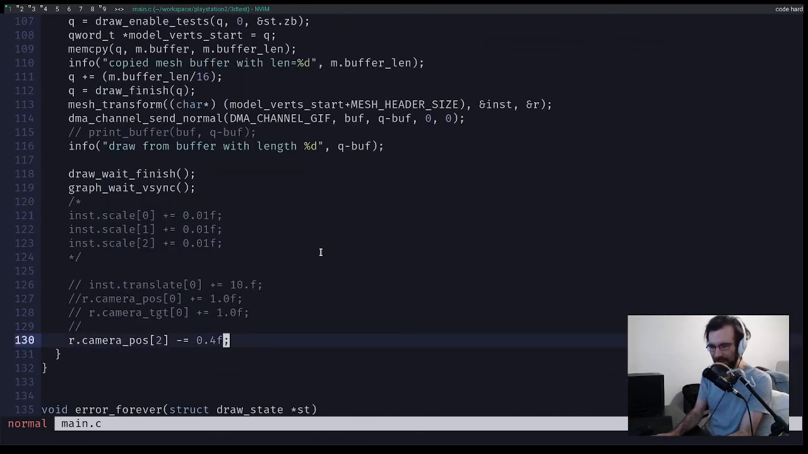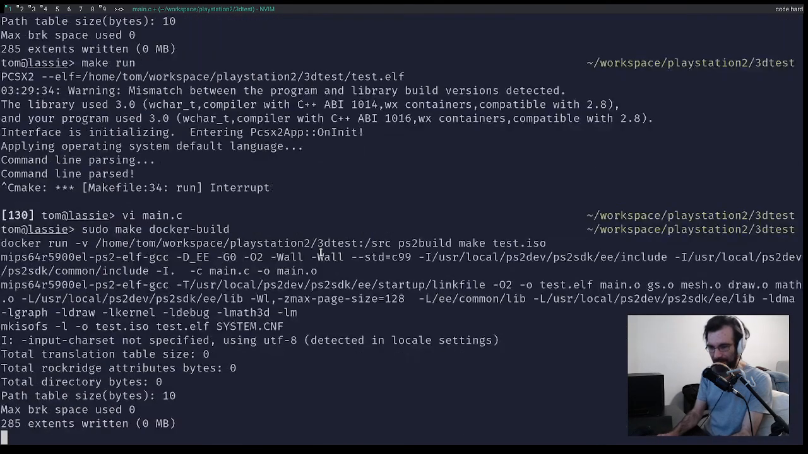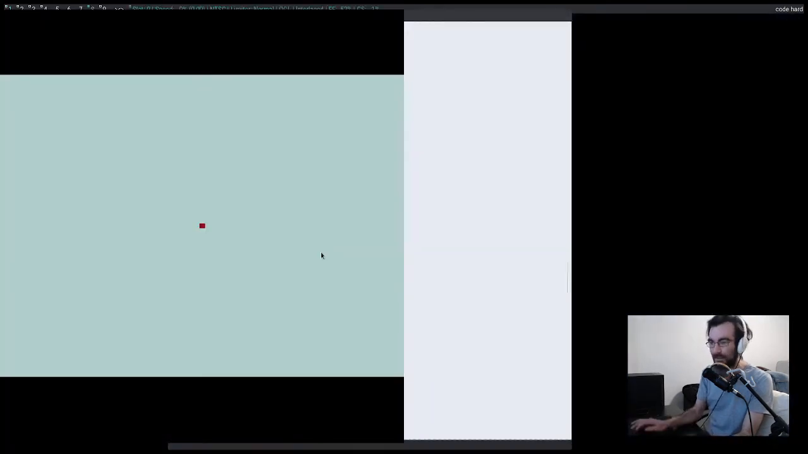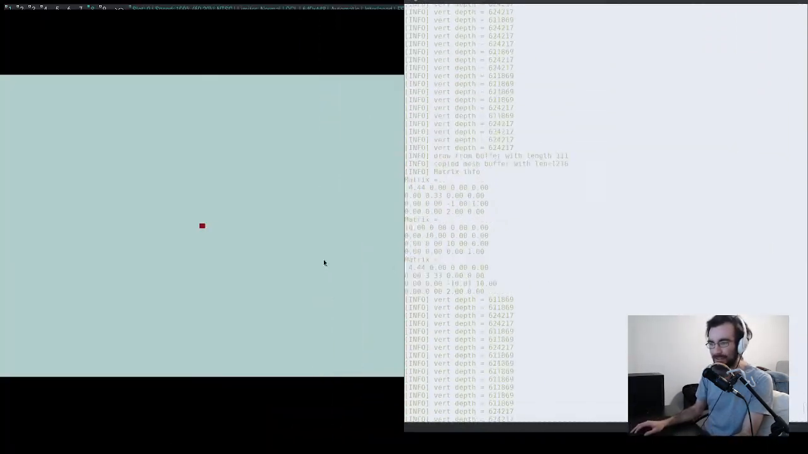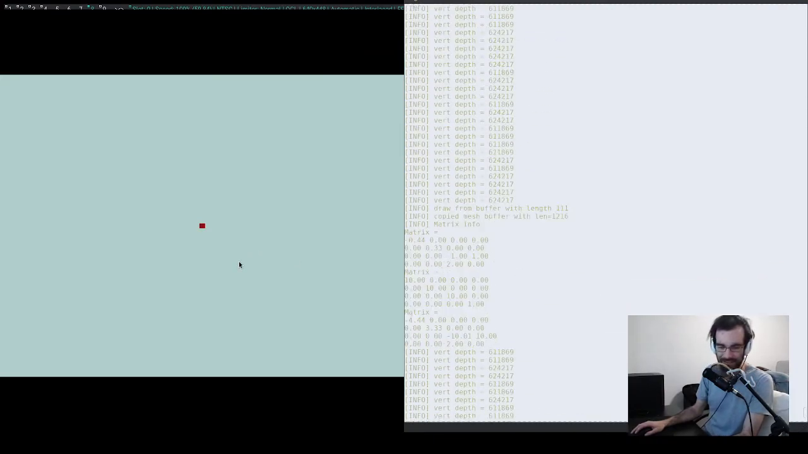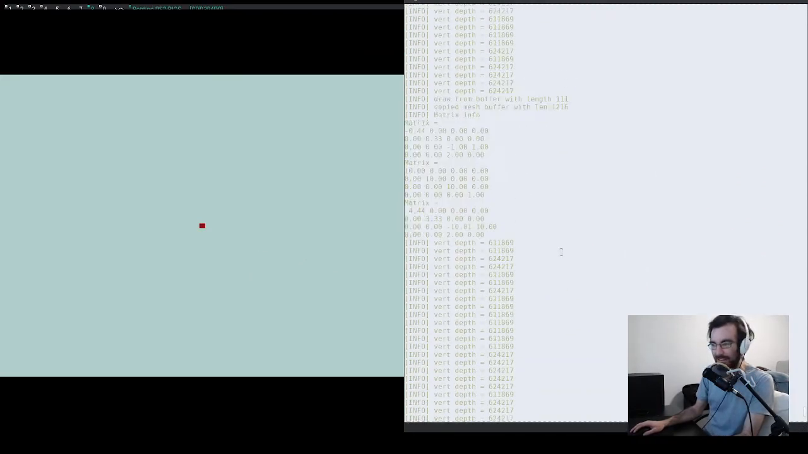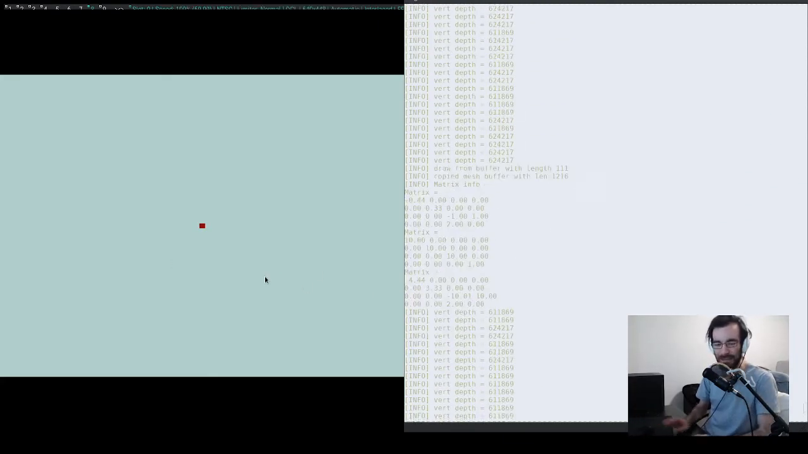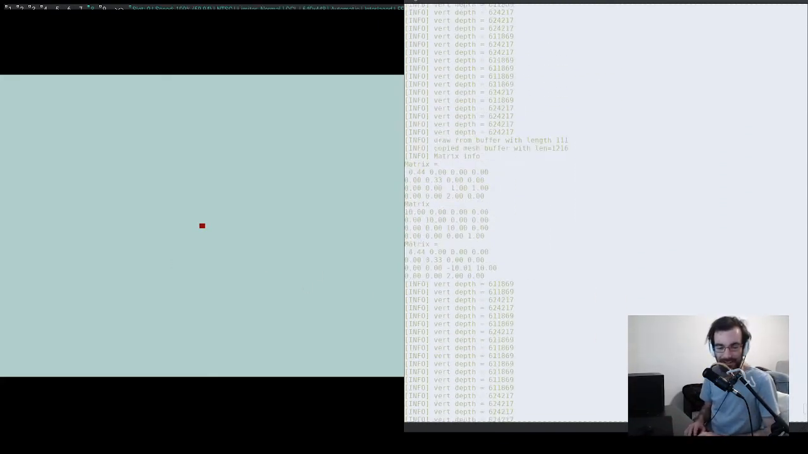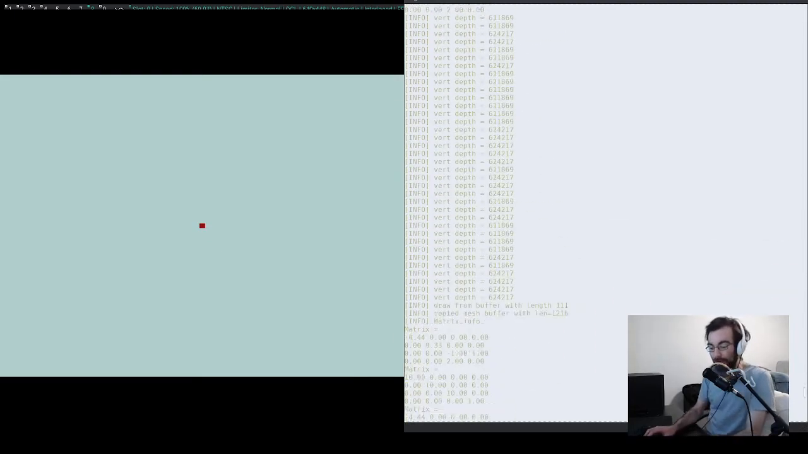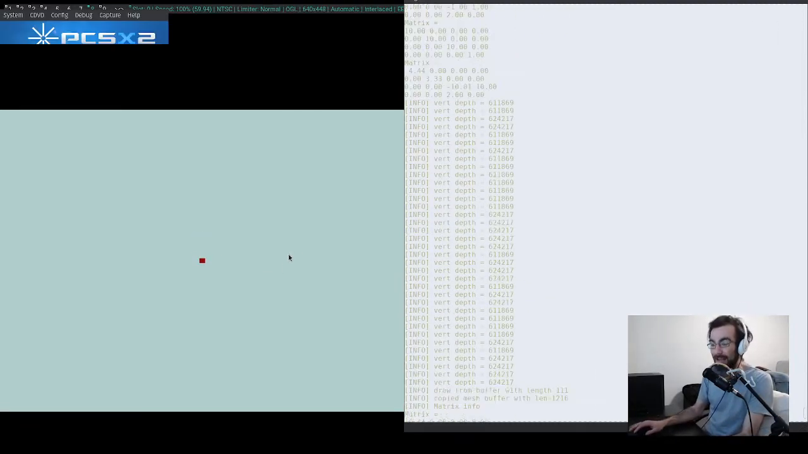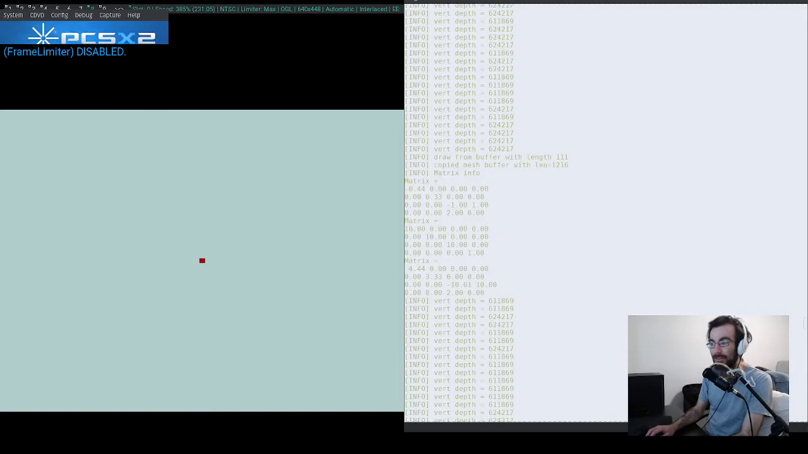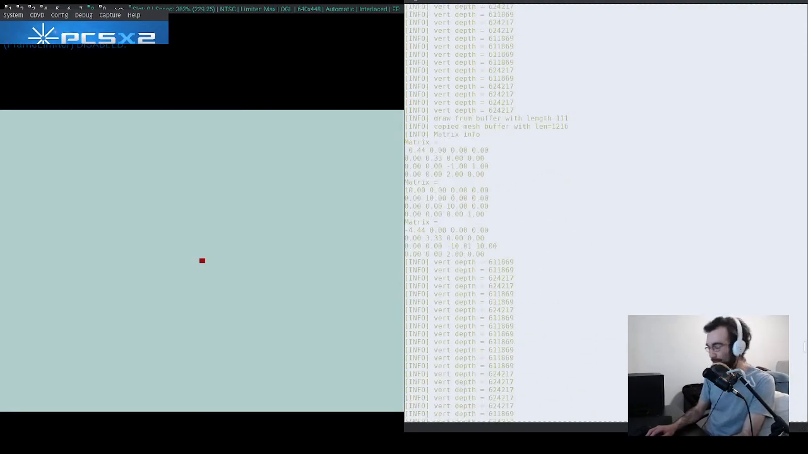I also need to remember what line number this is. Let's go 4 at a time. 10 times faster. And it really doesn't look like it's getting bigger, does it? This is not coming any closer to the camera. Is the frame limiter off? It is not off. It is absolutely not off. Oh god, there goes my CPU fan.